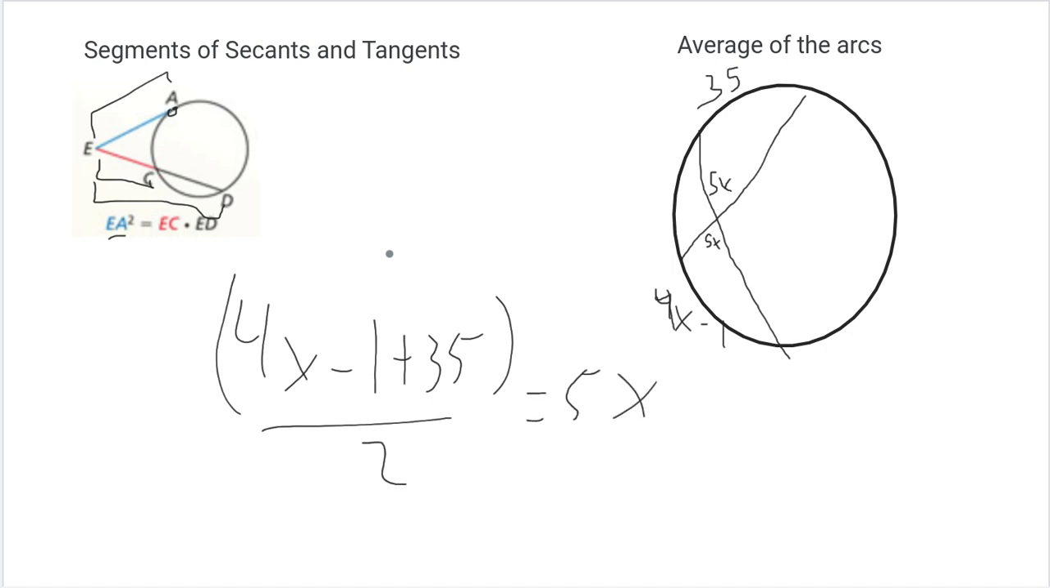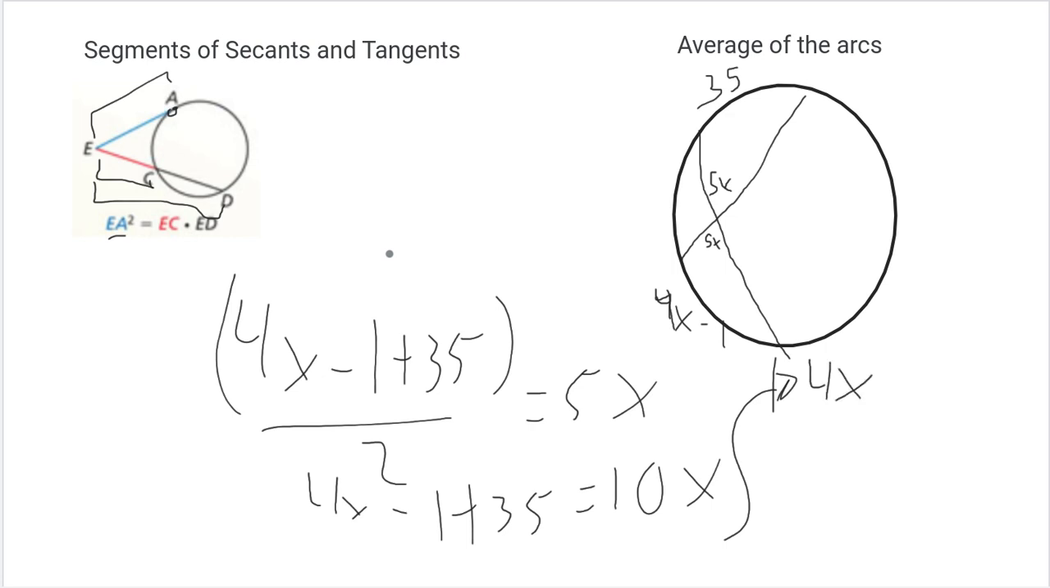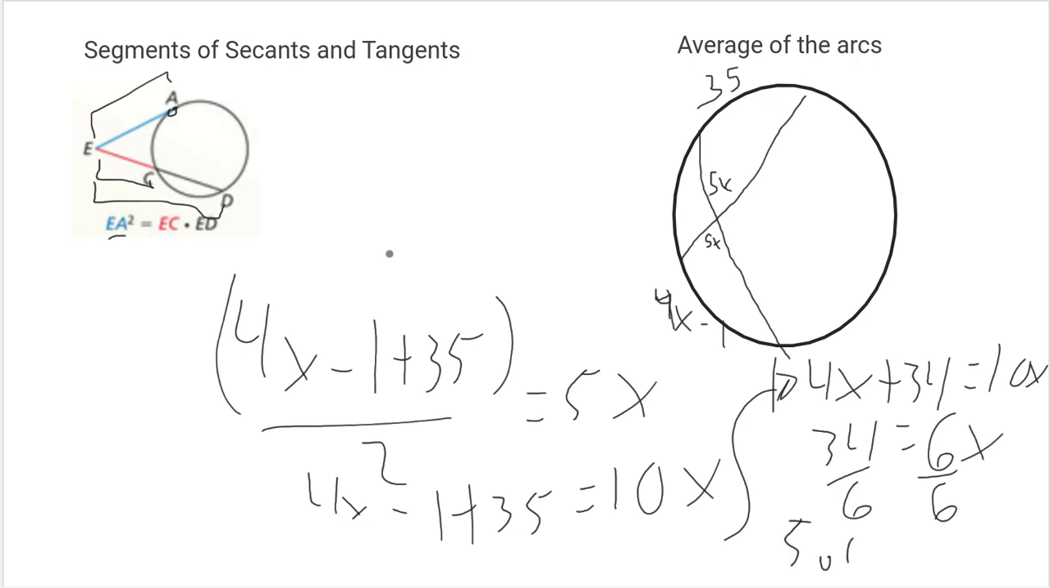So I'm going to multiply the 2 over to get 10x. Combine like terms. So now I have 4x plus 34 equals 10x. Subtract 4x over, 34 equals 6x. Now I'm going to divide both sides by 6. And I get 34 divided by 6 is 5.6, repeating, is equal to x. I can plug that back in and then find the exact angle measurement.